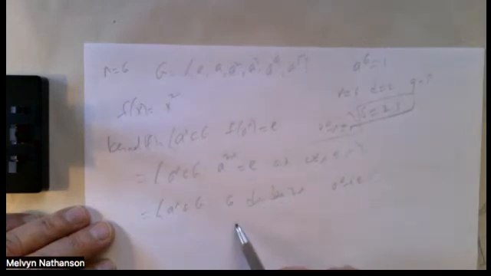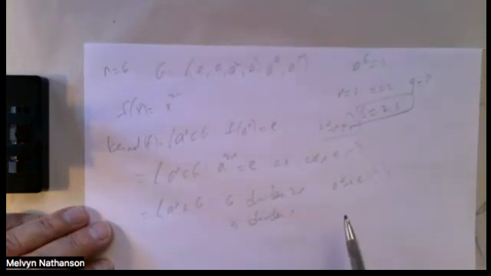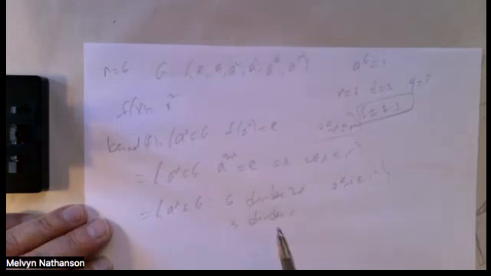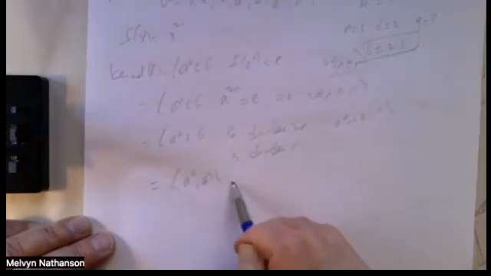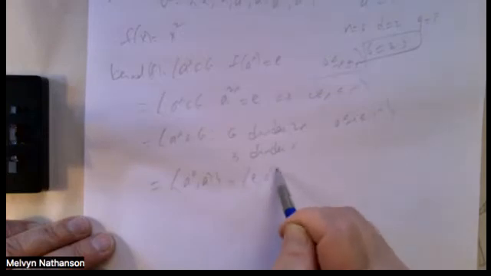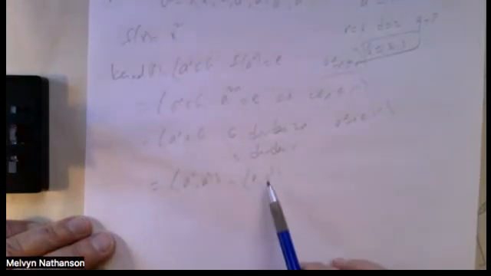6 divides 2i is the same as saying 3 divides i. What numbers from 0 to 5 are divisible by 3? Just 0 and 3. So this is a to the 0 and a cubed, or e and a cubed. So the kernel of f is e and a cubed.